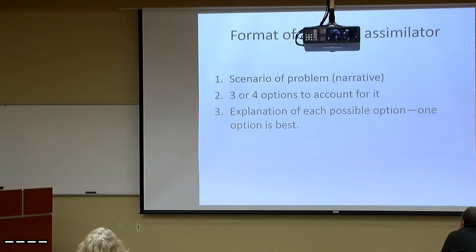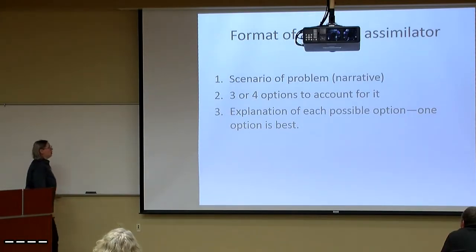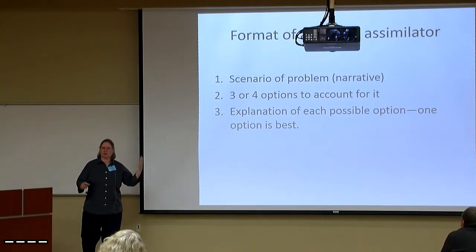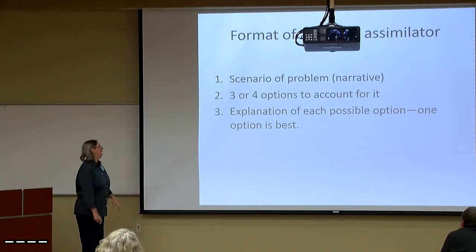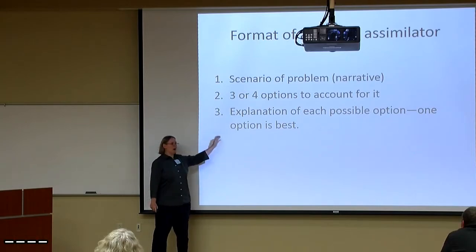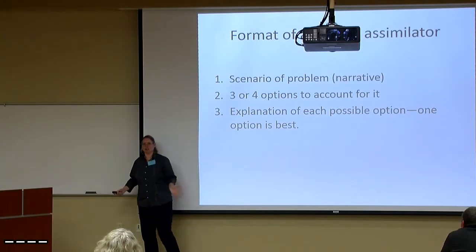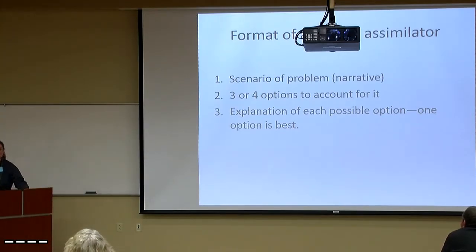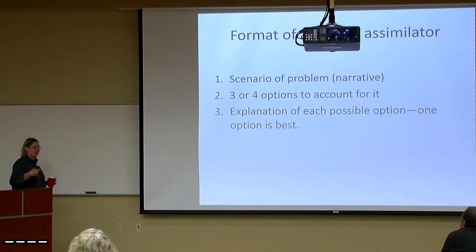So the format of a culture assimilator is really easy. You write out a scenario, you present 3 or 4 options to account for what happens in the scenario, and then you write an explanation of each possible option. One option is the answer, and the others are distractors. They all get explanations. Now, we like this so much, even though, adapt this however you want, it's kind of a clunky tool.